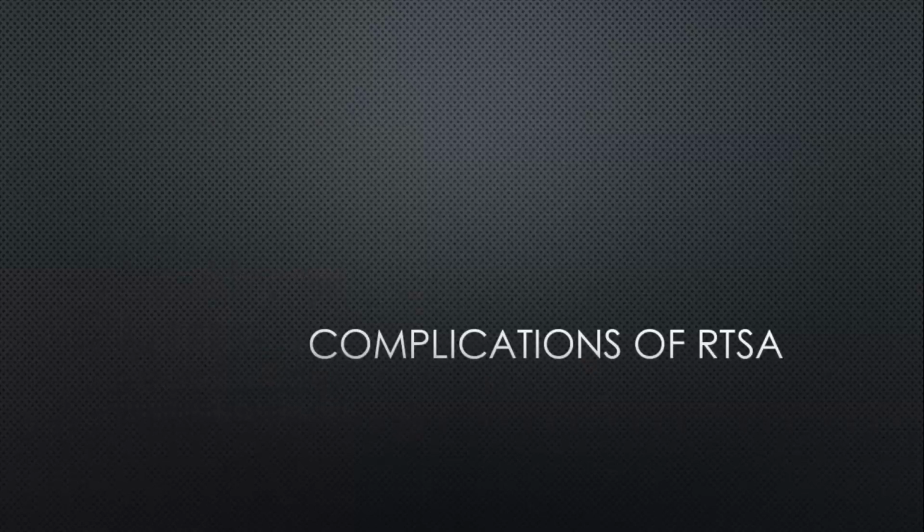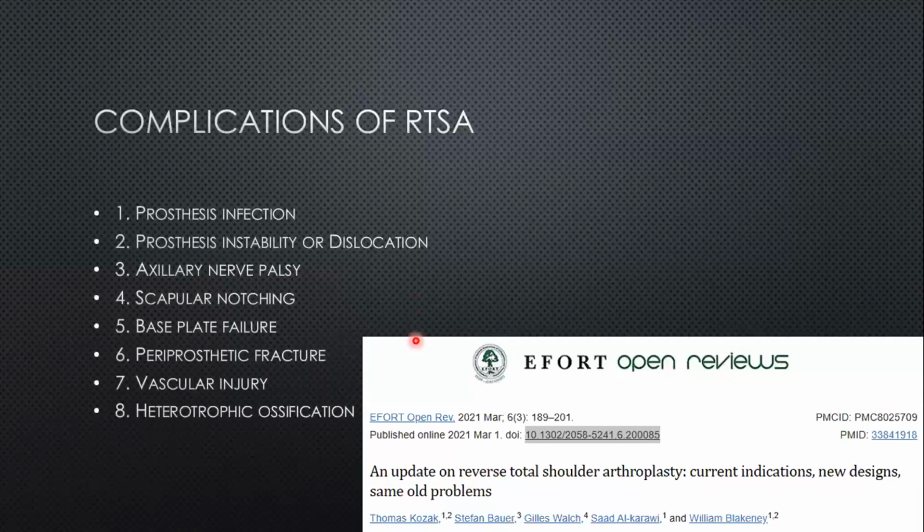So what are some of the complications? Like mentioned earlier, prosthetic infection, prosthetic instability, and axillary nerve palsy due to extensive dissection. There's something called notching that is clearly visible only in the RTSA cases, which we'll be talking about. Then there is base plate failure, exactly like the rocking horse and all those problems that can happen here as well. Then there is periprosthetic fracture. Like I said, the stress fracture when the shoulder abducts and hits on the acromion can cause acromial fractures or glenoid fractures due to excessive notching. Then there is vascular injury or heterotopic ossification.